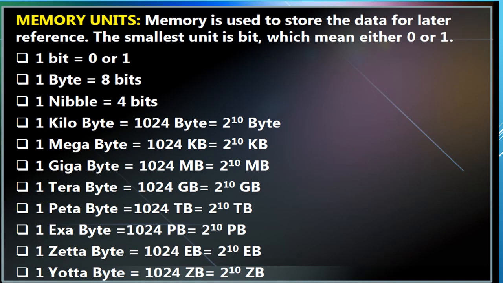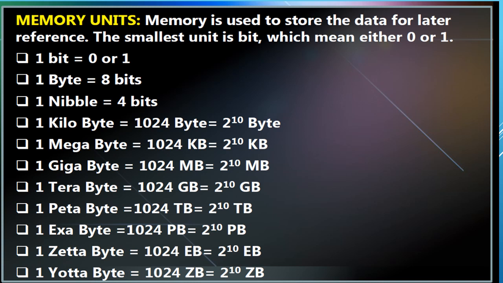Next topic is the memory unit. What is the memory unit? Memory is used to store data for later reference. The smallest unit is a bit, which means either 0 or 1. There is a chart being displayed over here. 1 bit is equal to 0 or 1. 1 byte is equal to 8 bits. 1 bit is the smallest unit.